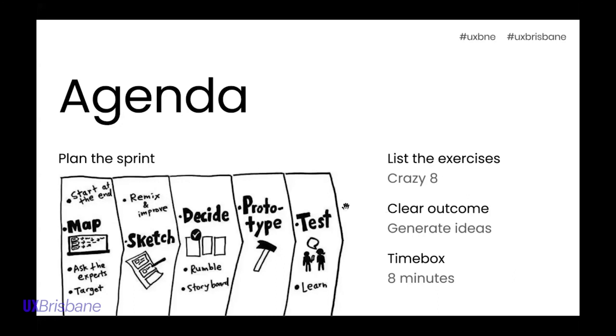And another thing is to list out the exercises, having a clear outcome and time boxes. Time box it. Time boxing is a pretty important point with this whole design sprint, where you constrain yourself to a limit of time so that this allows you to focus on delivering an outcome, right?